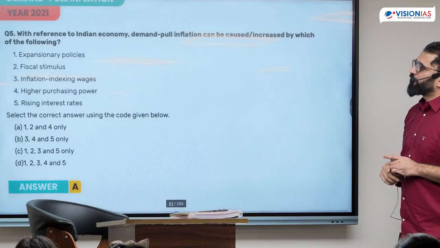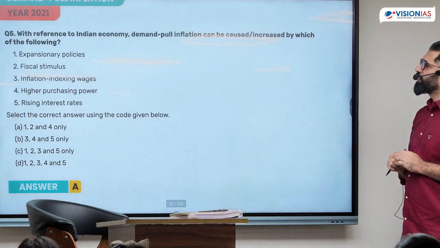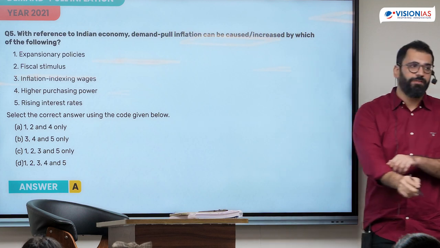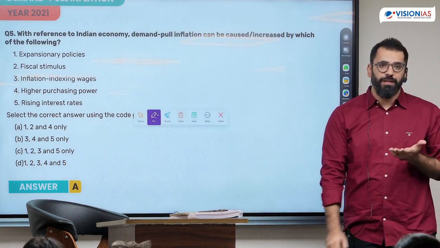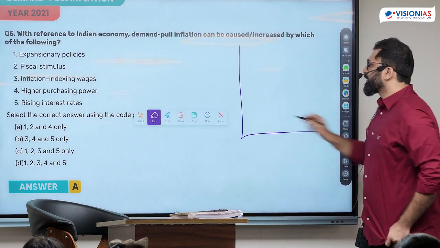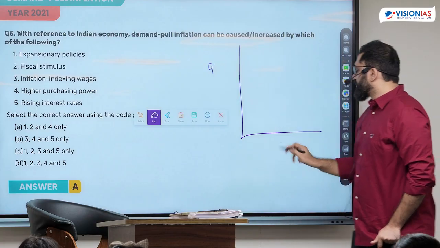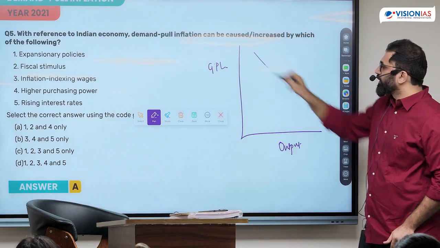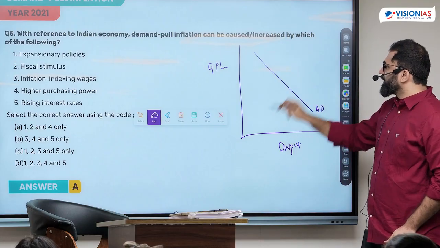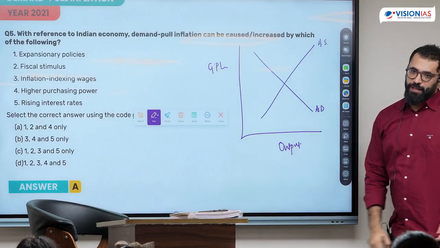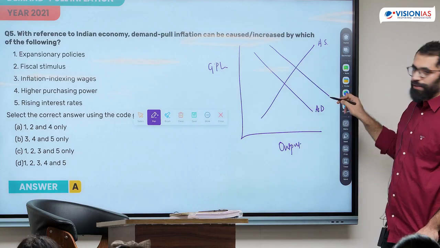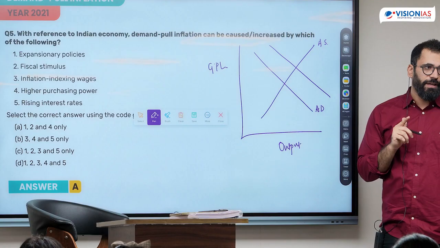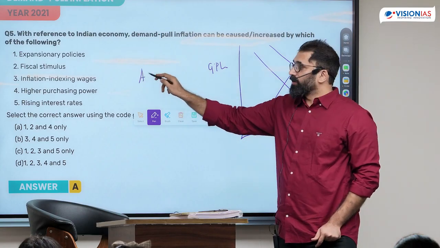Demand pull inflation. With reference to Indian economy, demand pull inflation can be caused by which of the following? Who creates the demand in the economy? This is your total output, and this is your general price level. This is my aggregate demand and this is my aggregate supply. Demand pull inflation would be, from where does the demand come for our total economy? What is the aggregate demand of the total economy?